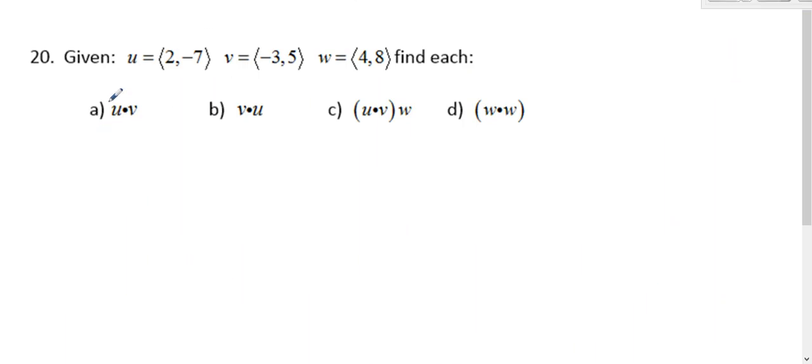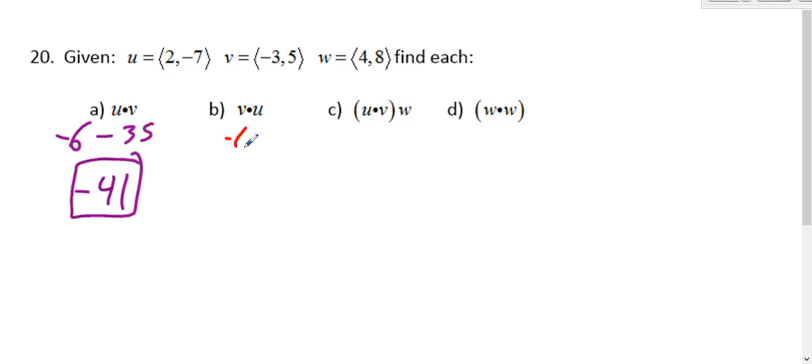So we'll do some dot products. U dot V means we're going to multiply the x component times the x component and the y component times the y component. And you add those answers together. So U dot V means 2 times -3, that's -6. -7 times 5 is -35. Add that together and you get -41. V dot U, it's the same thing, but you're multiplying in the other direction. So it would be -3 times 2 is -6. 5 times -7, still -35. So it will be the same thing.